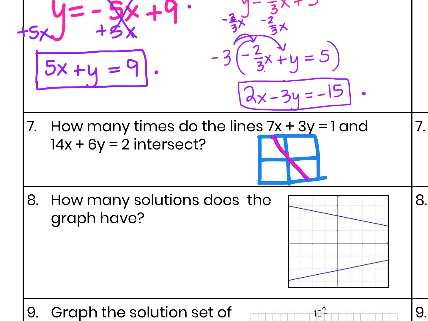So if the question is asking how many times do they intersect, well, they intersect everywhere because they're exactly on top of each other. So we would say that they intersect infinitely many times.